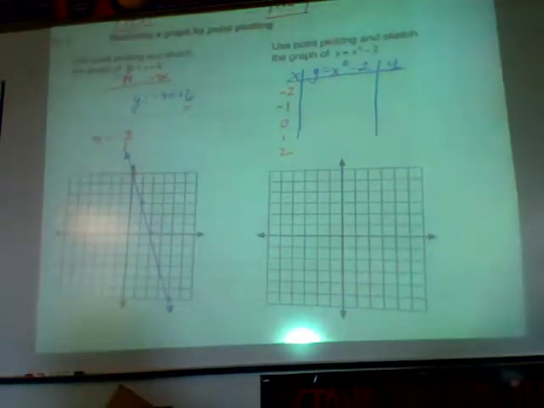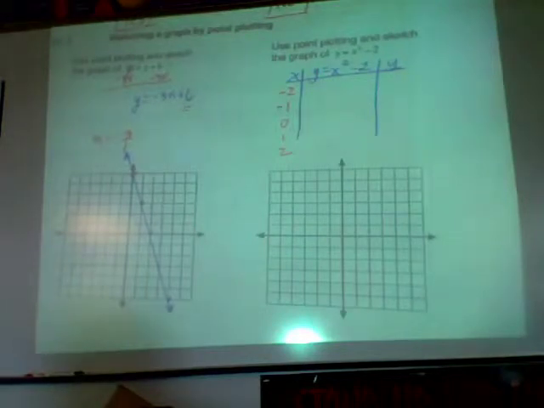If you know it's a parabola and you don't catch the vertex when you're doing an XY table, you have to find the vertex. Do you remember how to find the X value of the vertex? The opposite of B over 2A. It's almost part of the quadratic formula, isn't it?